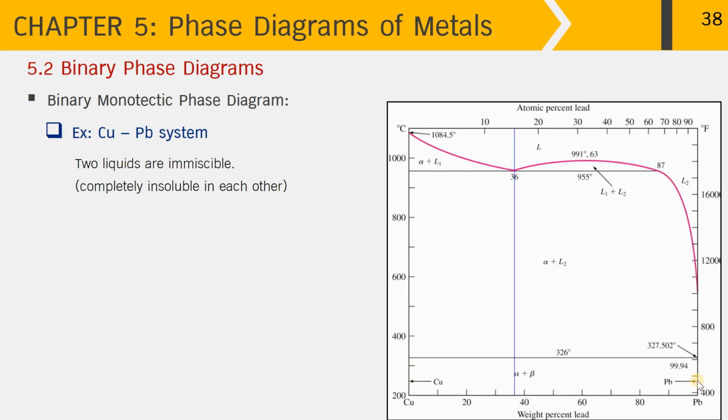At the composition very close to pure copper, we have a very small area of alpha solid solution. And same here, at the right end, we have a very small area of beta solid solution at the composition of 99.94% of lead. And in the system, we have two types of liquids, which are liquid 1 and liquid 2. These two liquids are immiscible. That means they are completely insoluble in each other. The monotectic reaction takes place at the composition of 36 weight% of lead and at the temperature of 955 Celsius. Through the equation of the type, liquid 1 transforms into one solid phase plus another type of liquid that is insoluble to the previous one.